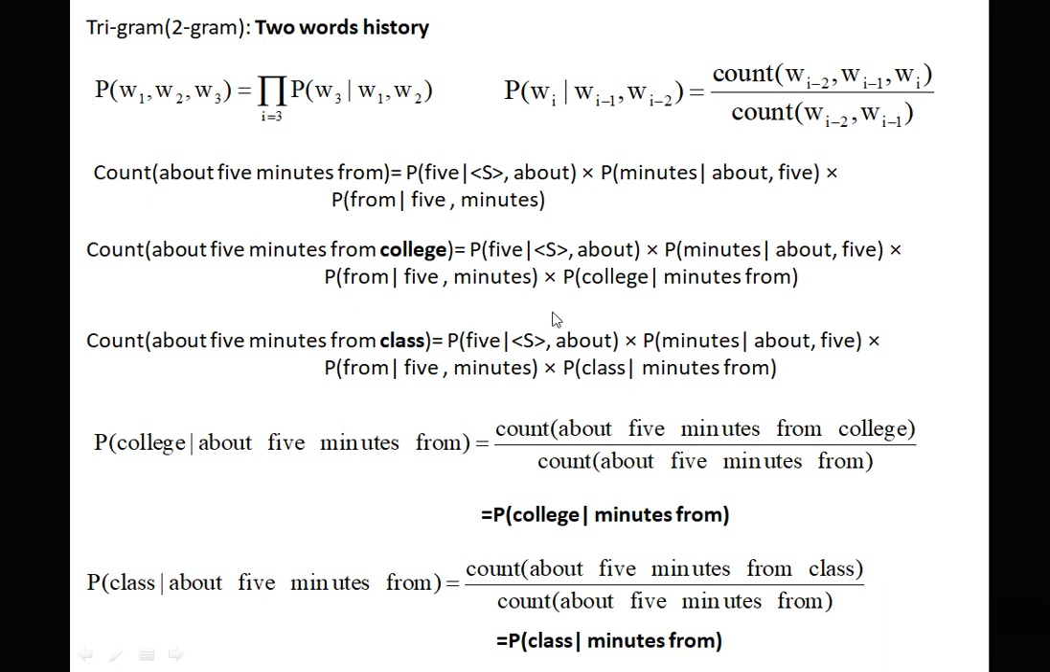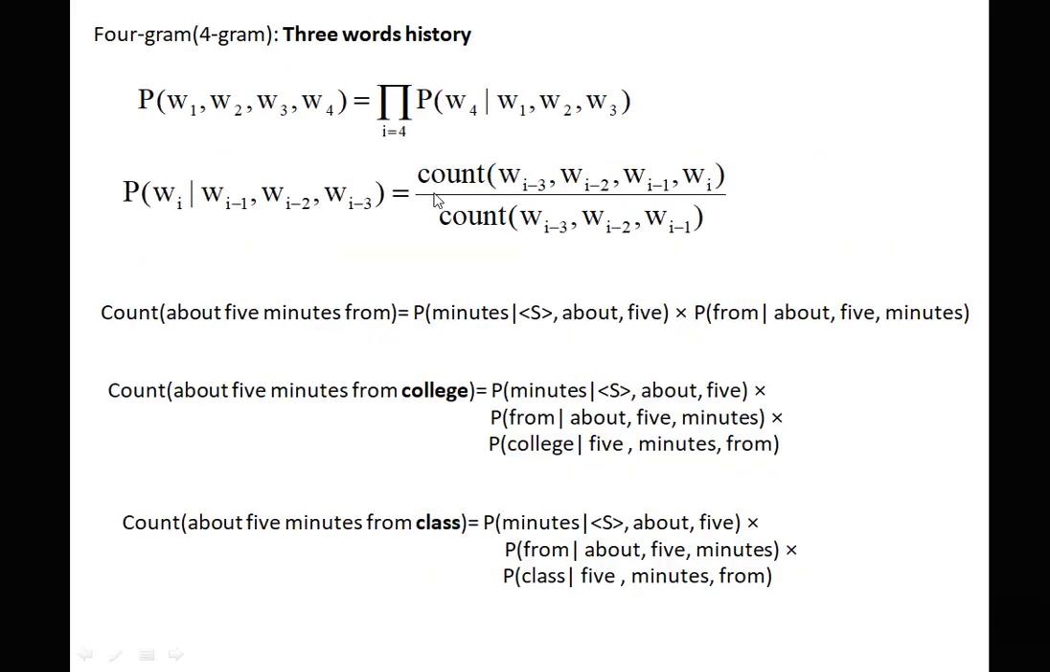Now we put the value of numerator and denominator, and here we get the answer: probability of college given minutes from and probability of class given minutes from. That is, a 2 word history is used. Here we take the probability, and if the probability of college is more, the next predicted word is college.